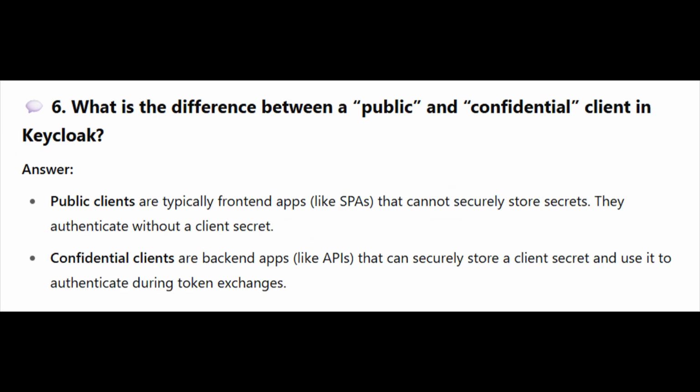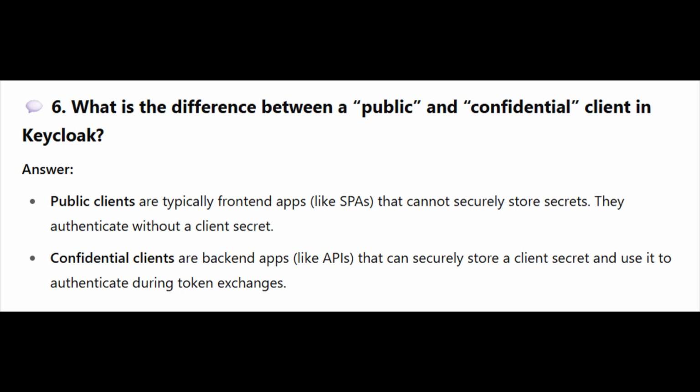What is the difference between a public and confidential client in Keycloak? Answer. Public clients are typically front-end apps like SPAs that cannot securely store secrets. They authenticate without a client secret. Confidential clients are back-end apps like APIs that can securely store a client secret and use it to authenticate during token exchanges.